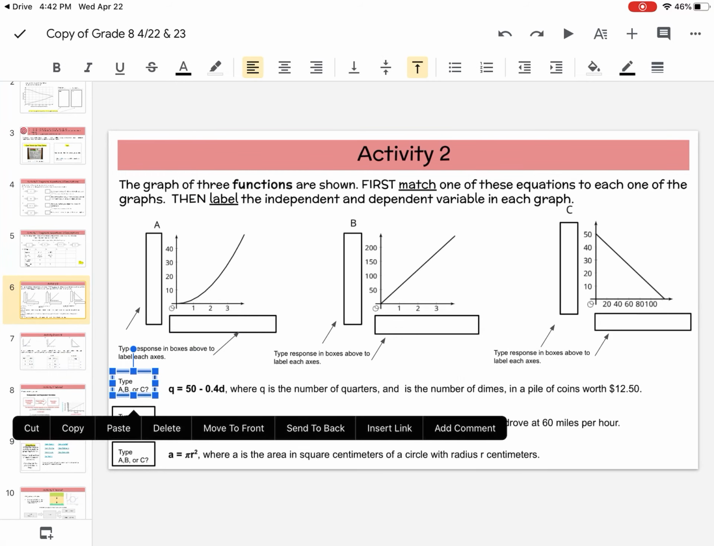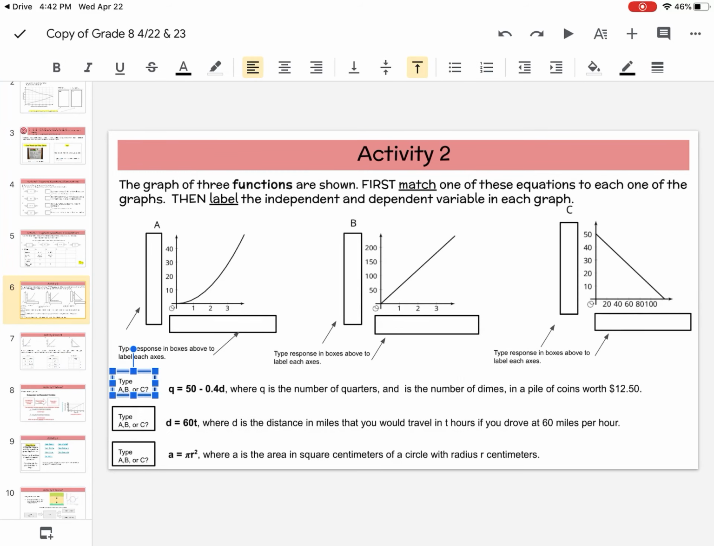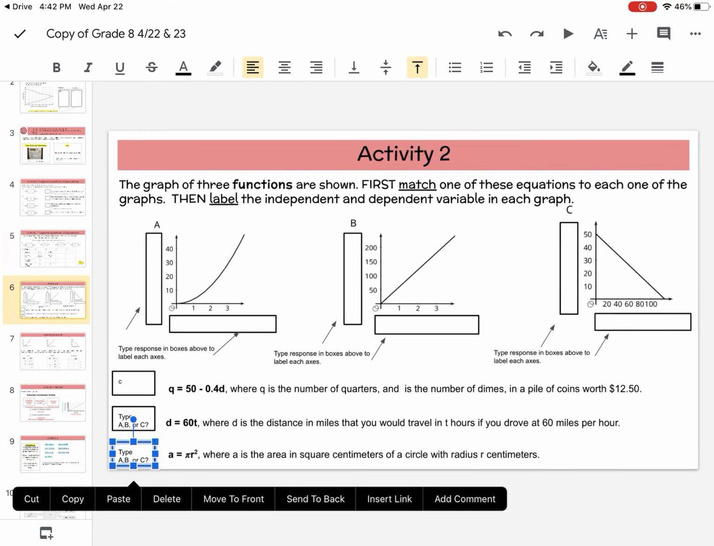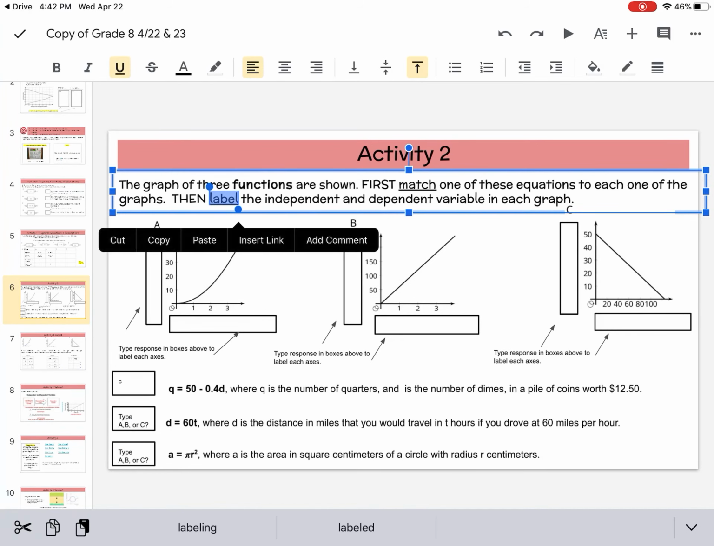Oh geez, that's going to be letter C. So I'm going to come in this box right here, and I'm going to type in my letter C, because that is the one that matches this here. Boom. And then once I go through and I label my other two, now I need to come up to my graph, and then I need to label my independent and dependent variables. That means I need to label my axes.